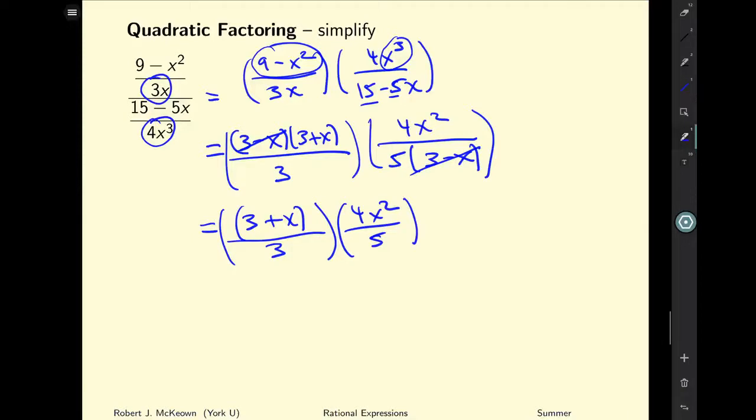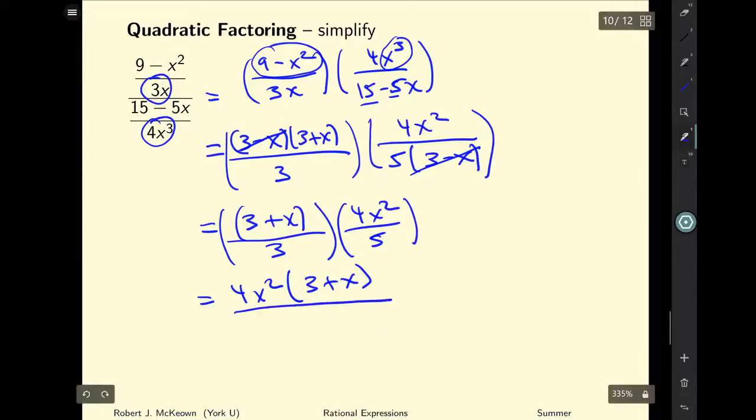Well, the last thing I think we can do is write this as 4x squared times 3 plus x. So I haven't actually changed the numerator, I've just moved one factor to the left. And then the denominator, 3 times 5, that's 15. And I don't think we can simplify it any further. So why don't we put this into ALEKS and see if we have the right answer.